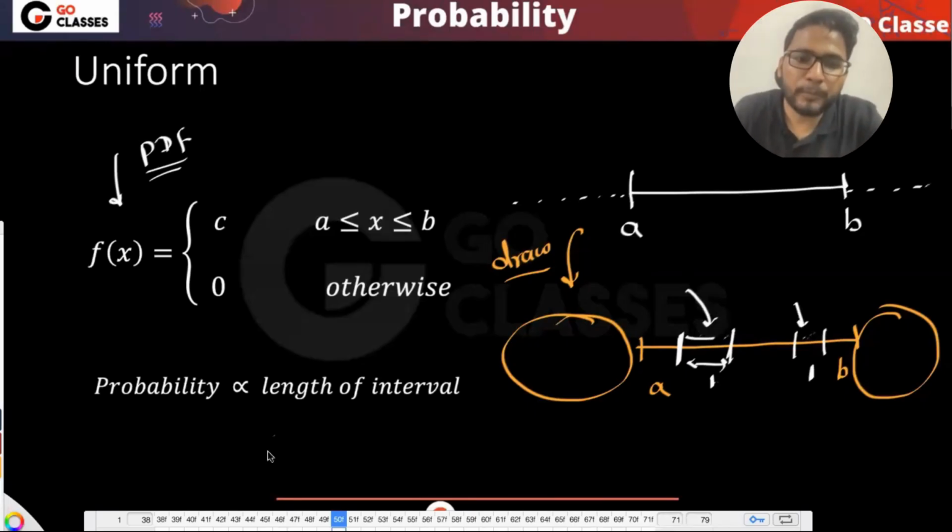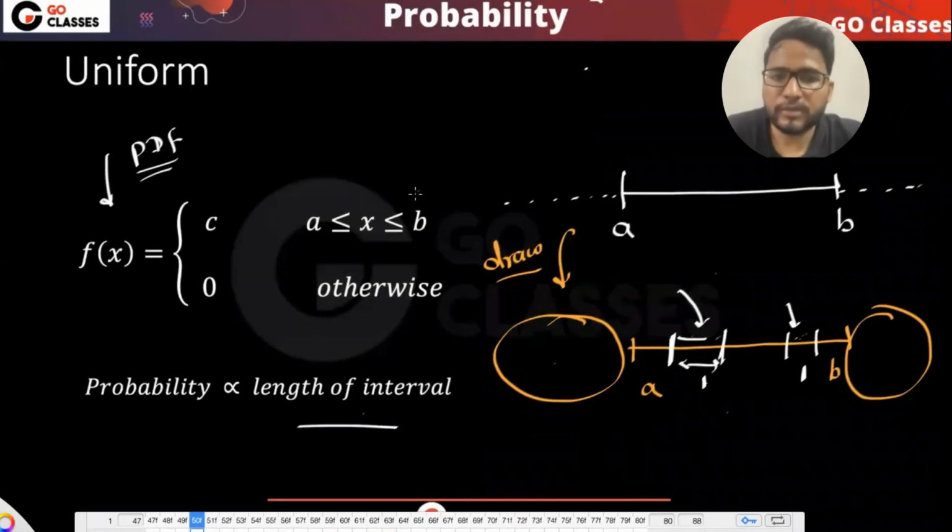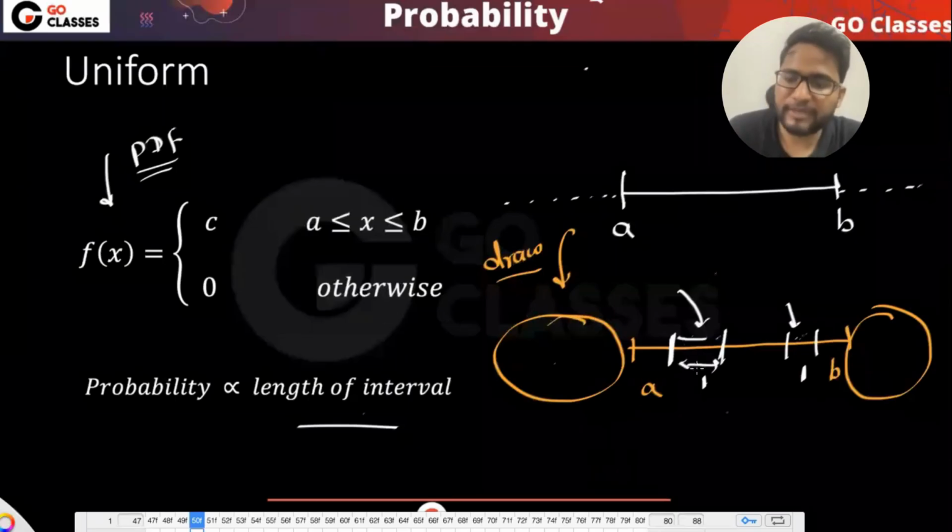It says that probability is directly proportional to the length of the interval. So in the uniform distribution, there is an equal PDF for every value in between A to B, which is C. For any interval, whether it is from 2 to 3 or from 6 to 7, it does not matter. It depends on the length of the interval. If the length of the interval is the same, then the probability is also the same. I will prove it in a while.